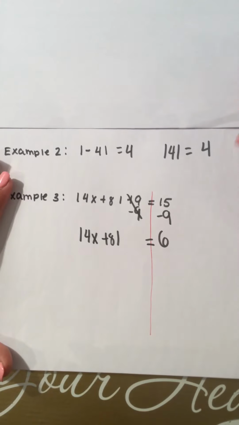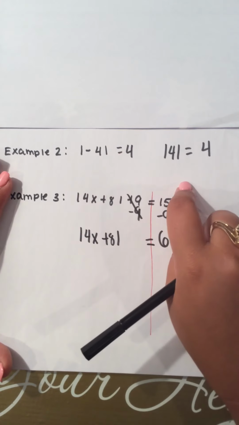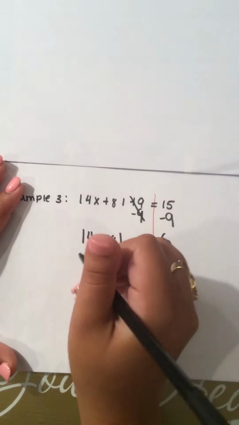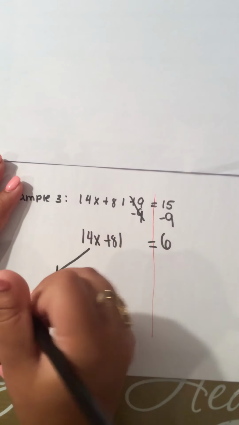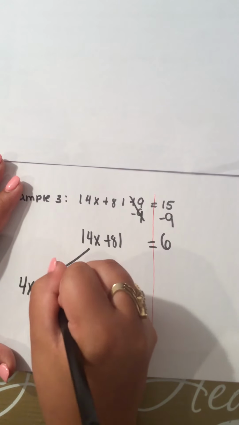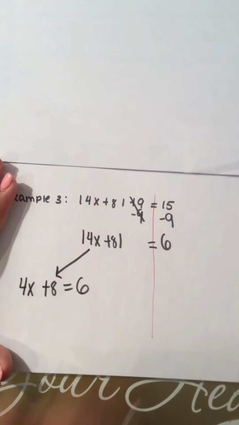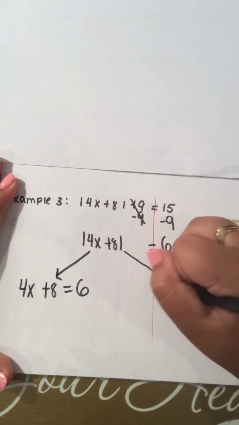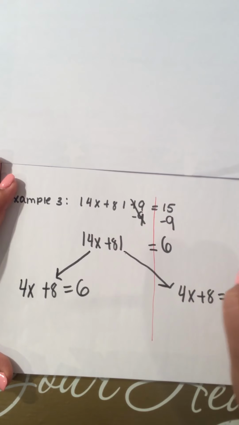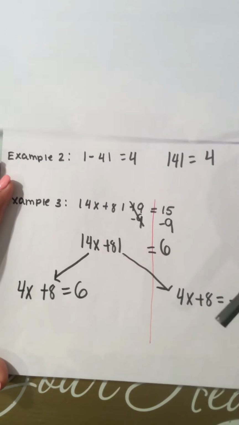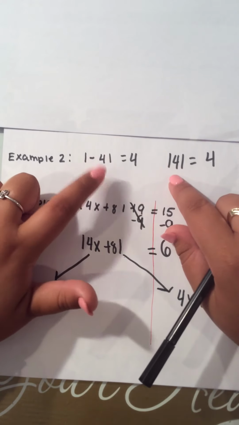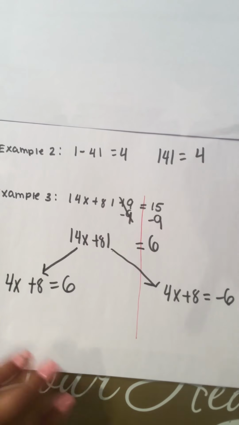And if you remember this example, I said they are both the same distance away from 0. So I can have a positive and a negative number. So what I'm going to do is make these little branches. And I'm going to have 4x plus 8 is equal to positive 6. And I'm going to drop that absolute value at this point. And then I'm going to have 4x plus 8 equals negative 6. And again, that's just because like up here, they are the same distance away from 0, but one is positive and one is negative. So that's what I'm accounting for down here.